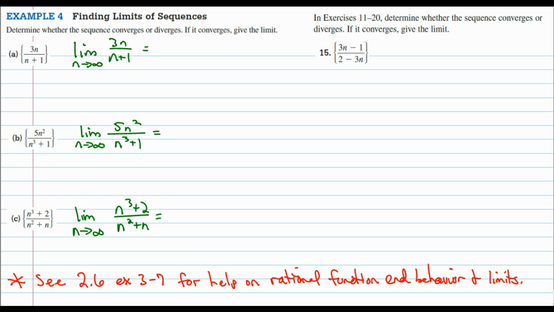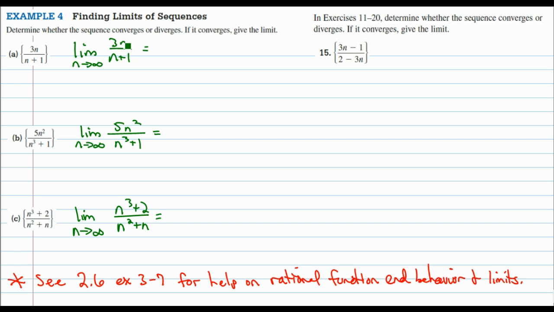And just like the last example, I want to remind you that 2.6 examples 3 through 9 will give you help on rational function end behavior. I mean, these are rational functions. We're just using specific entries along their graph to define a sequence. So if you study the rules for the end behavior of rational functions from section 2.6, it'll help you take the limits a little bit more easily.